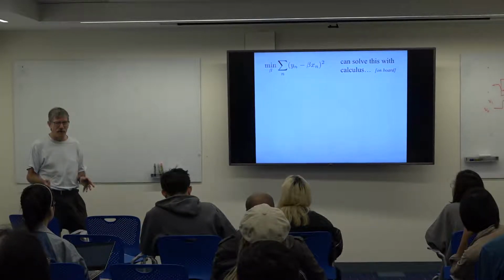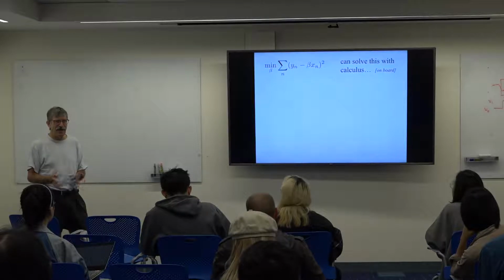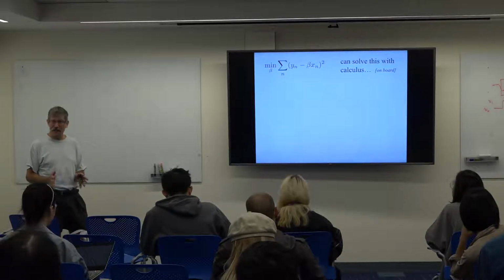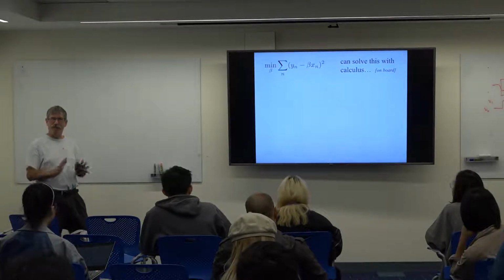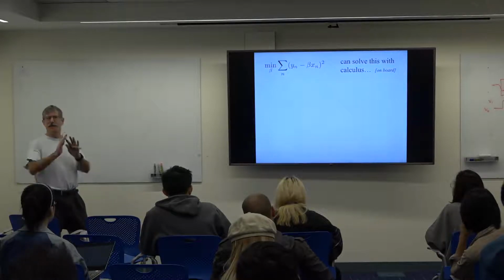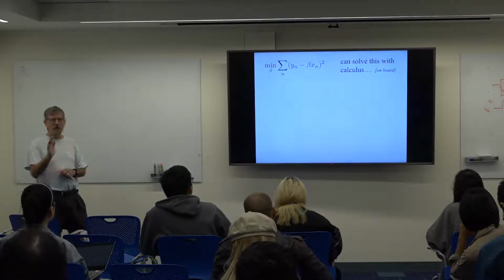We already have them. We're not changing the data to see what minimizes. The only thing we're changing is beta. So this is just a function of one variable. This is calculus the first month.